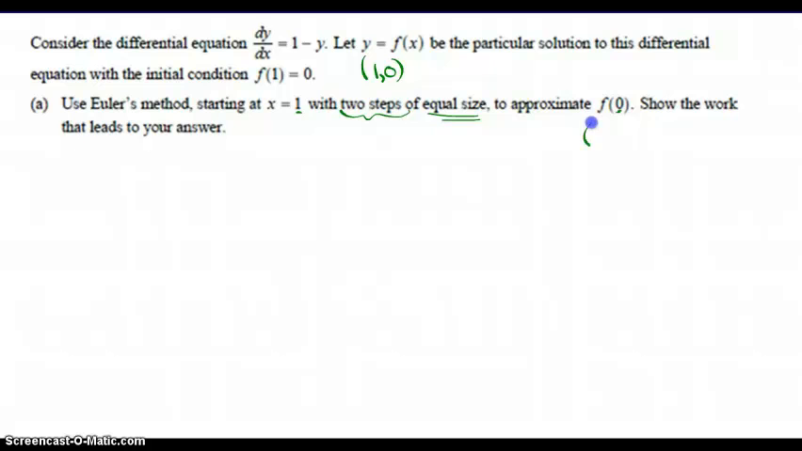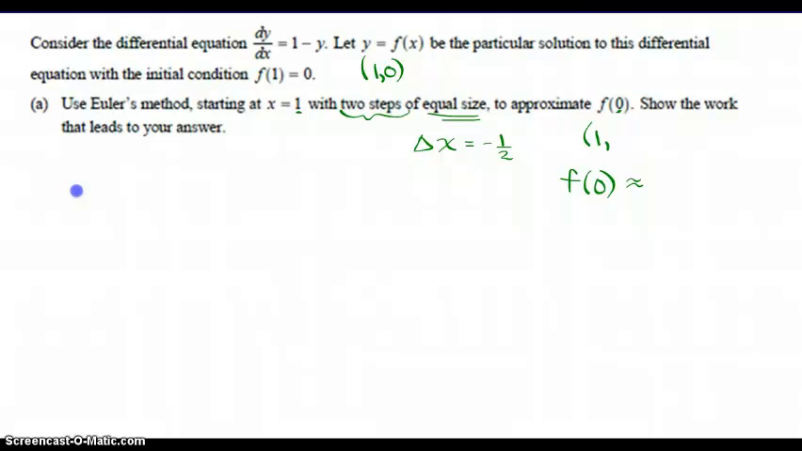Well, if we start at 1 and we want to approximate f of 0, this is pretty good because our steps have to be negative steps. Do you see that? And 2 steps going a distance of -1 means that our step size, our change in x, is -1/2. That's the only way we can take 2 steps starting at 1 and get to 0. Show the work that leads to your answer.